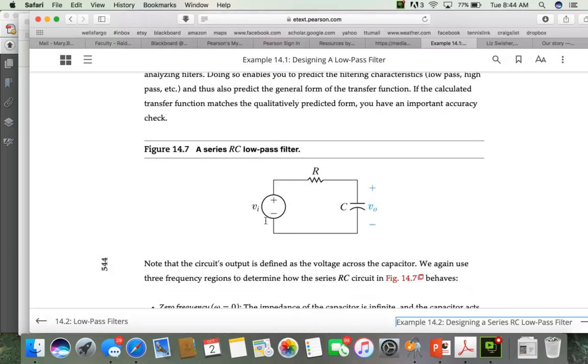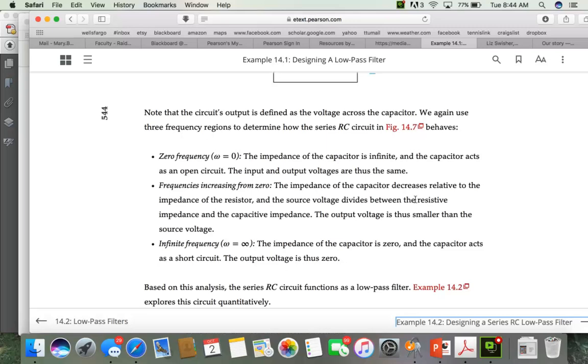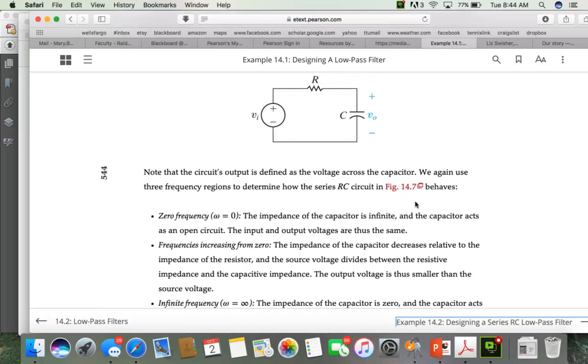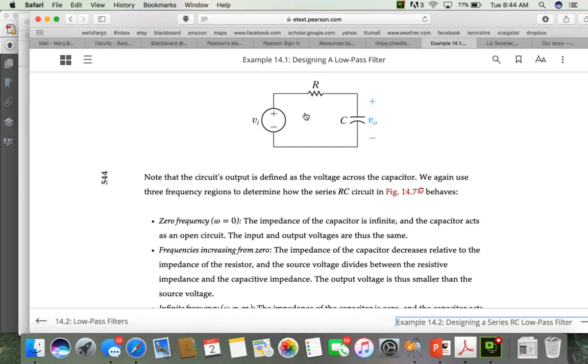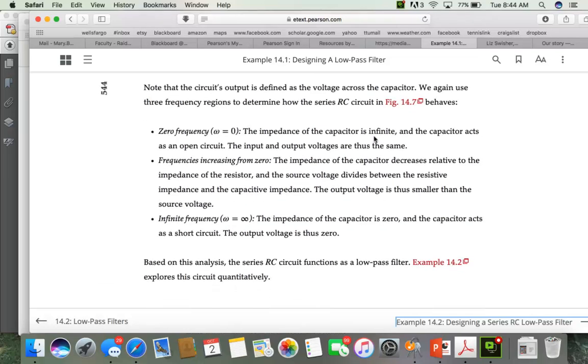The other type of low-pass filter is the series RC. Just to look qualitatively at the series RC, we know that at DC or zero frequency, this capacitor looks like an open circuit. So basically the output voltage would equal the input voltage. As we then begin to increase the frequency, remember the impedance of the capacitor is 1 over j omega C. So as omega gets very large, that approaches a short. So at very high frequencies, the capacitor will look like a short. All the voltage will drop across the resistor, and we will get no output voltage across the capacitor.